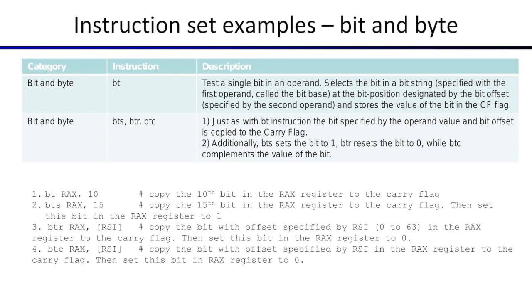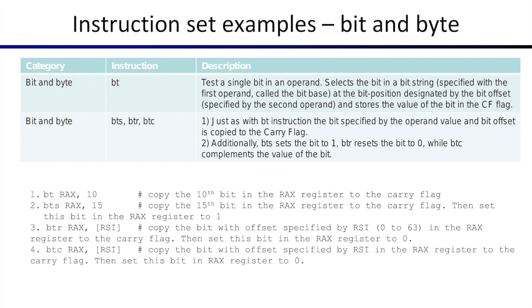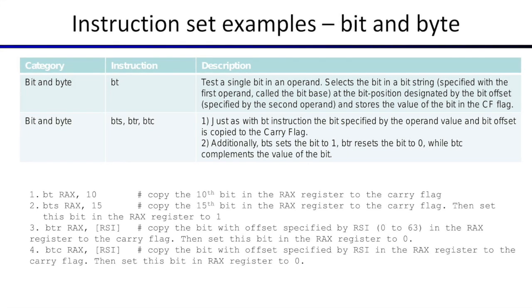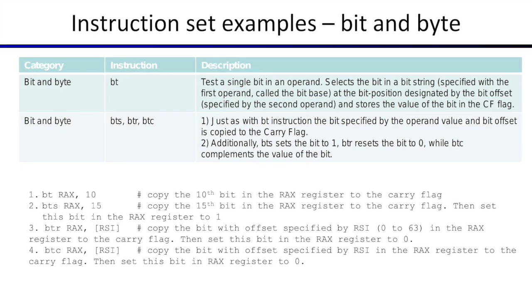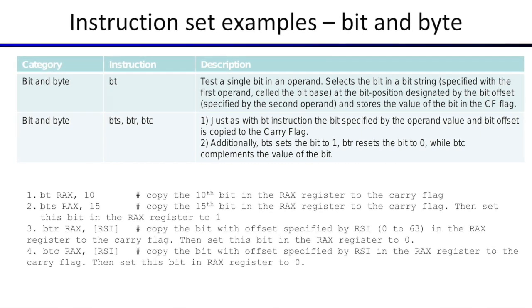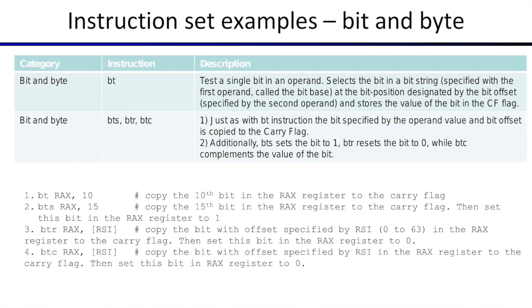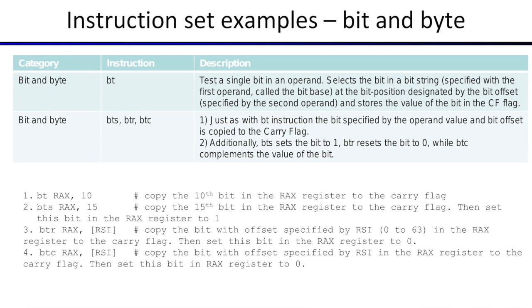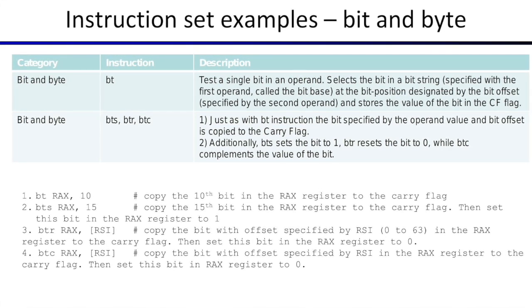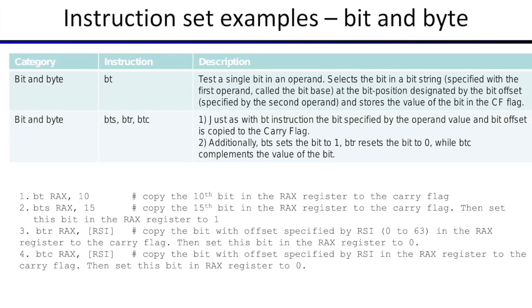So a few more instructions now. Let's get to the category of bit and byte manipulation. The BT instruction will test a single bit in the operand, and the way it tests it is you specify two operands to it. The first operand is the value, which data set you want to test the bit on, and the second is the offset to find the bit, because if you have a 64-bit register, you want to know which bit you are working on.